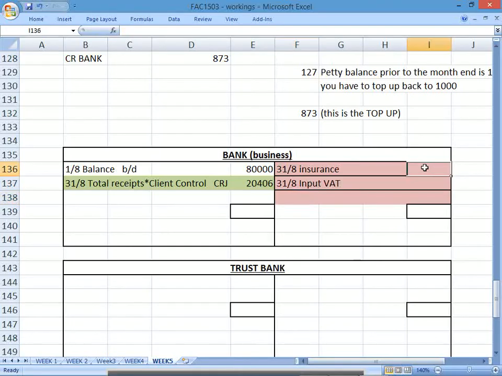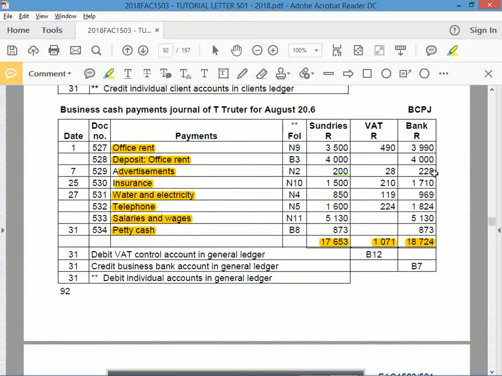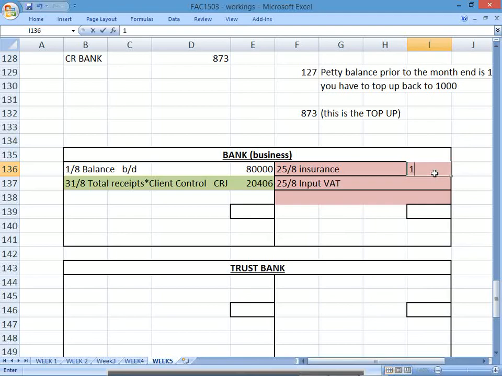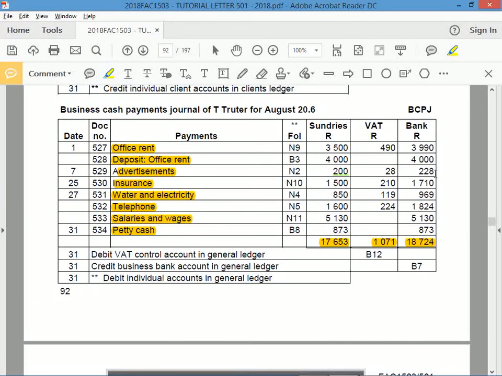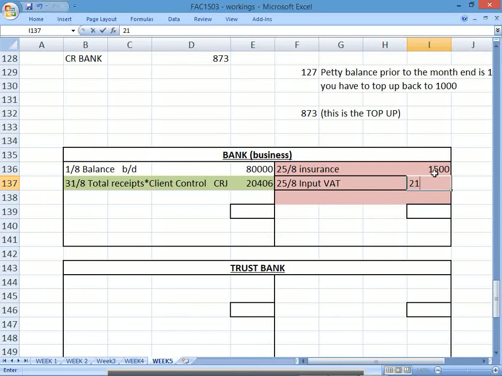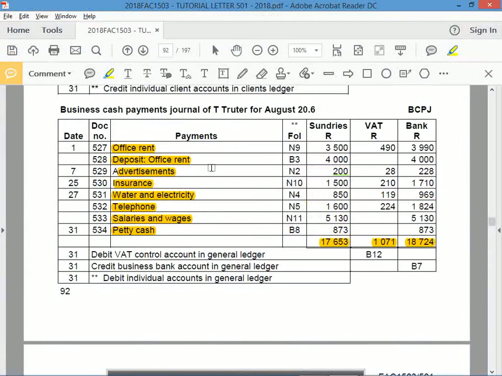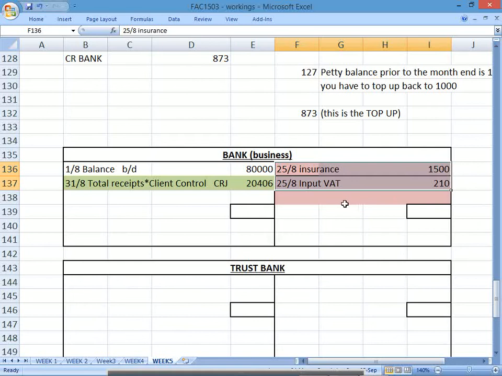And then I would have shown that amount. What date was this? Insurance, day 25. And the amount, day 25, 1710. So 1500 and 210. See, if you add up those two amounts, do you get 1710? Yes. Okay, so that's recording this one. That's the one. Okay, so I'm recording every single one of those line items separately.